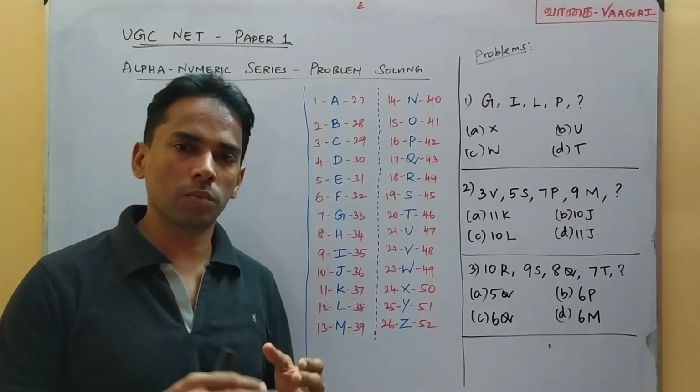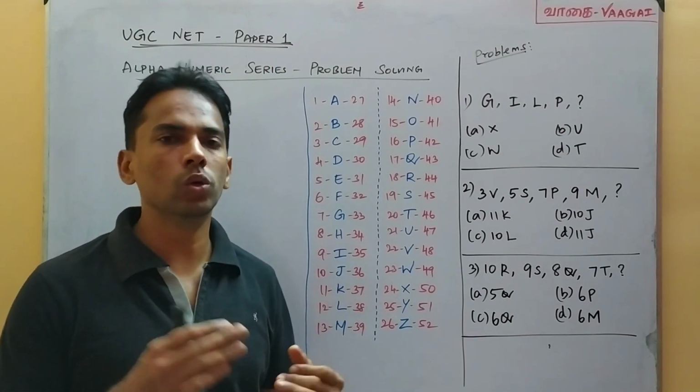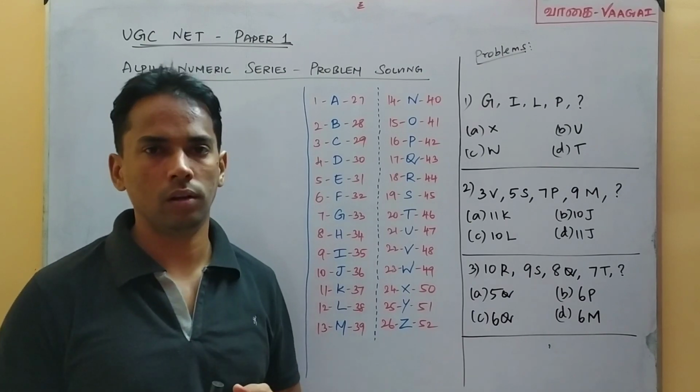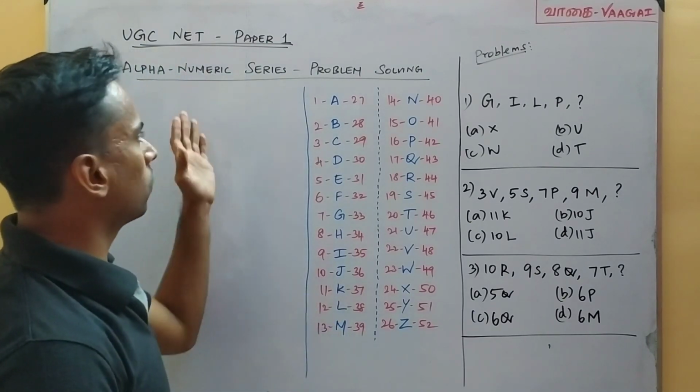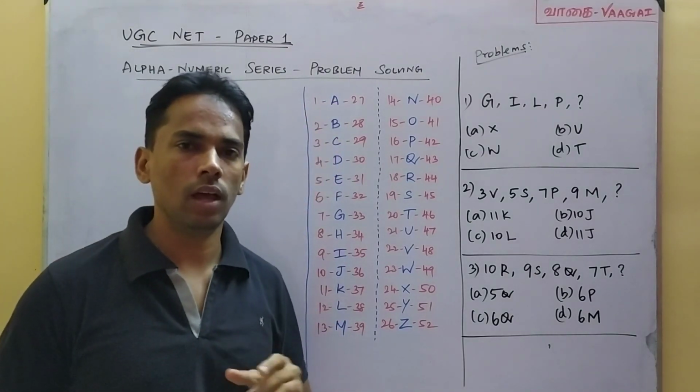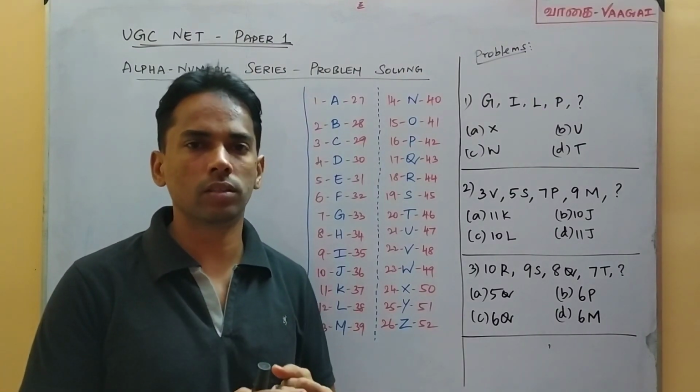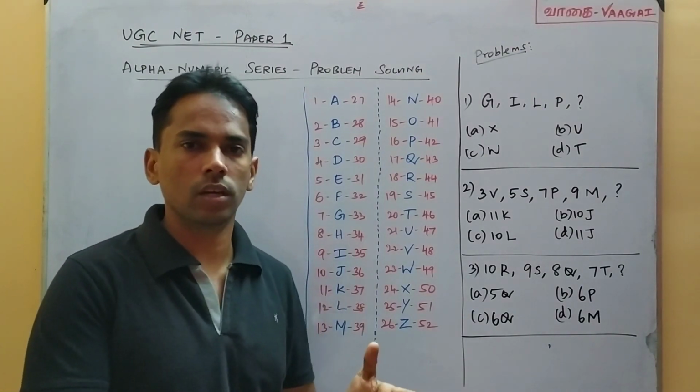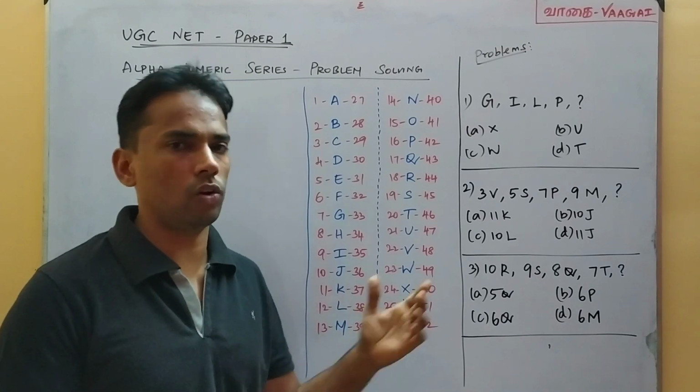We were seeing concepts and problems related to UGC NET exam paper 1. Last session we started with the topic alphanumeric series, and there we saw the fundamentals and the things to be revised in order to do problems from alphanumeric series.